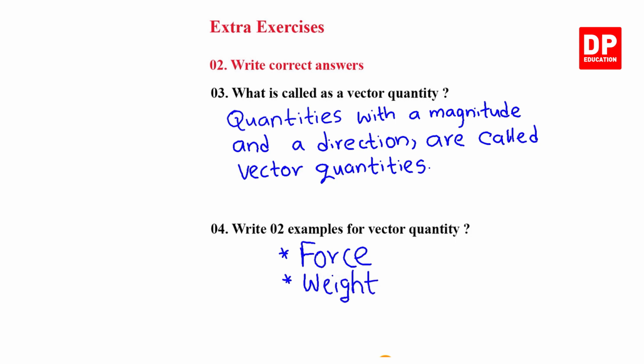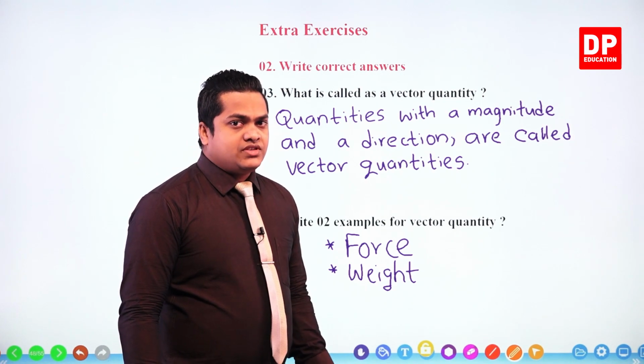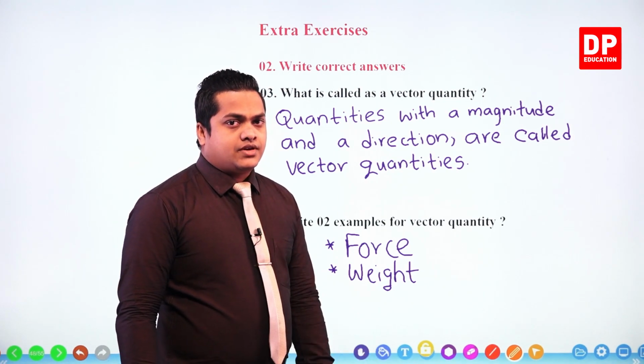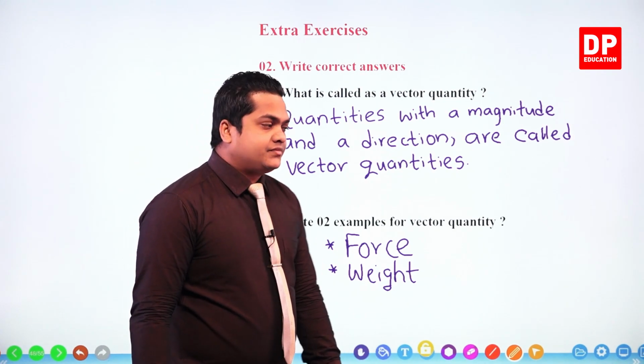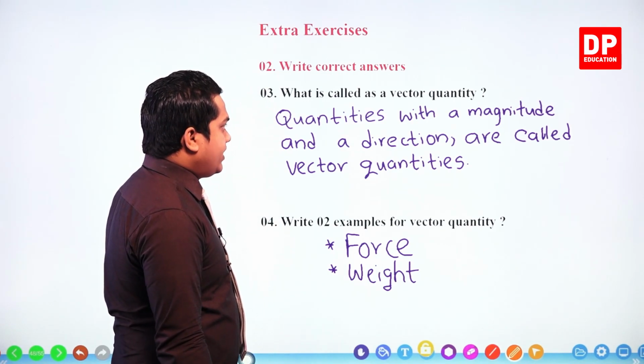So weight is also a type of force, right? However, as force is a vector quantity, weight is also a type of vector quantity. So force and weight are the two examples for vector quantities.